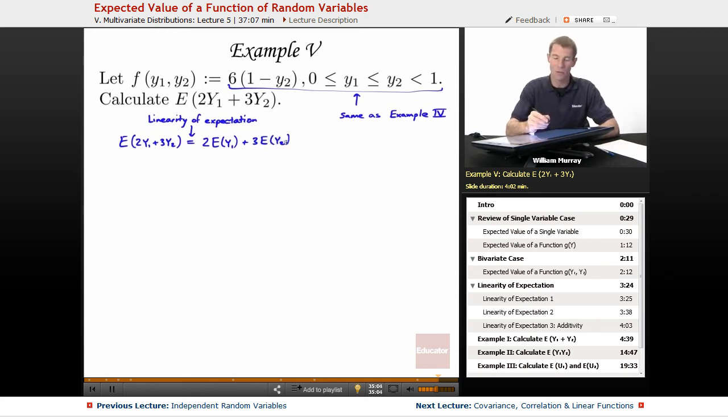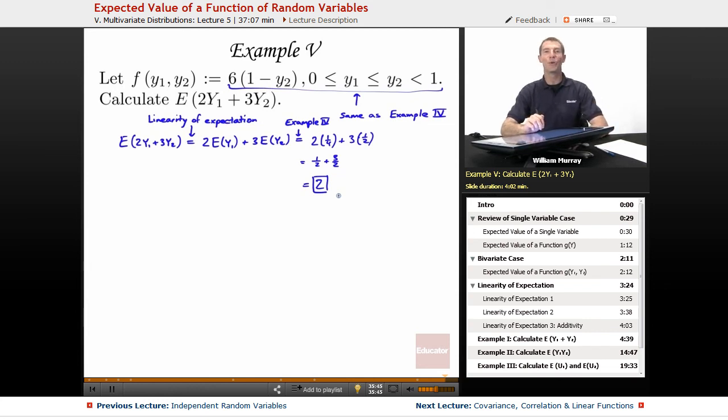And both of those were things that we calculated in example 4. So I'm not going to recalculate those now because we did a lot of work in calculating those. So the expected value for y1, back when we worked it out in example 4, was 1/4, and the expected value for y2 was 1/2. So go back and watch example 4 if you aren't sure where those numbers are coming from. So this is 2 times 1/4 is 1/2 plus 3/2, and that's just 4/2 or 2. So we got an answer right away.